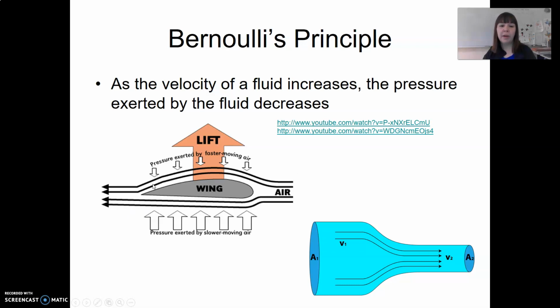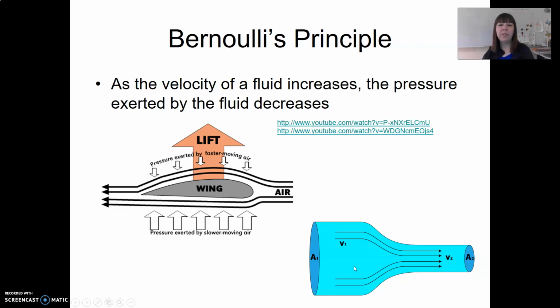You notice the top is rounded, so it's got further to go to get from here to here. So since it has further to go, it has to move faster. Faster air exerts less pressure. Less pressure on top, more pressure on bottom creates that lift that lifts the plane into the air.